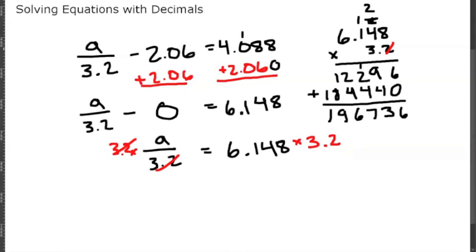So now, looking at our decimal, we can see that it's moved over 1, 2, 3, 4 times. So we're going to start on the end and go 1, 2, 3, 4. So our decimal is going to be right here. So our answer is a equals 19.673.